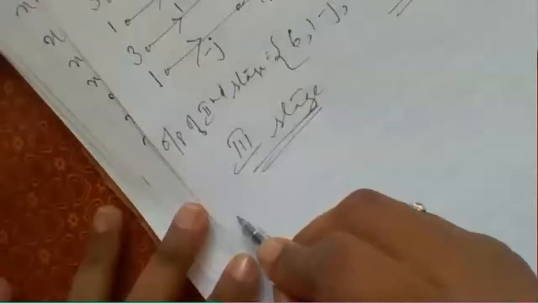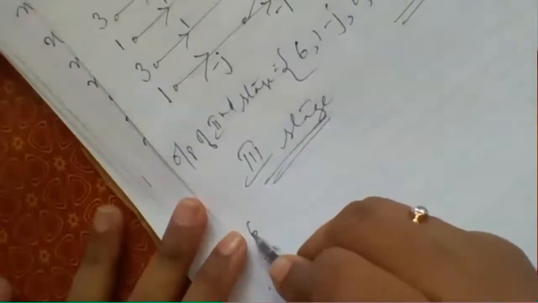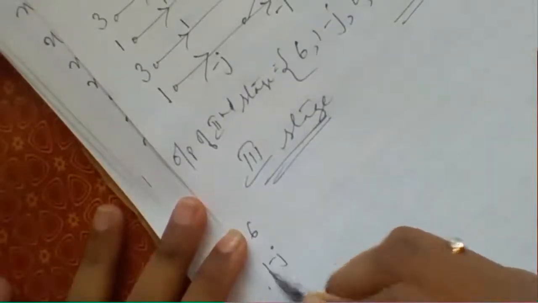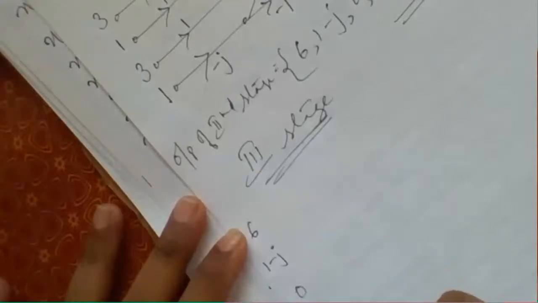Okay, so the third stage, you need to complete it carefully. First, list all the inputs. What are they? 6, 1 minus j, 0, 1 plus j, again 6, 1 minus j, 0, 1 plus j, 1 plus j.